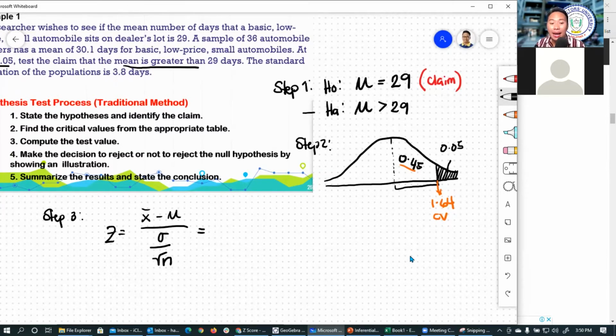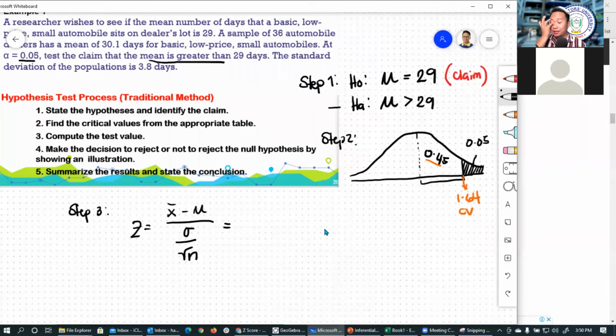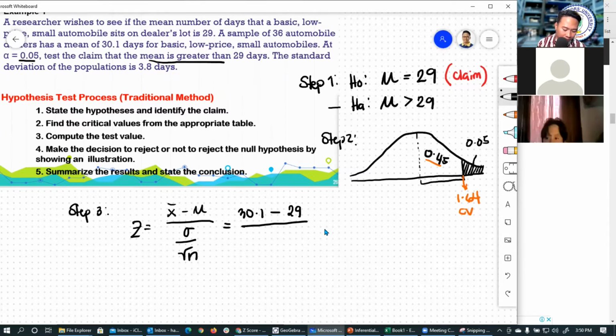Okay. What is our sample mean? What is our X bar? X bar is a sample mean. Very good. It's 30.01. It slowly shows that our population mean is 29. What is our standard deviation? .8. Very good. And what is our N? What is our N? 36. Very good. Now, I want you to simplify this and tell me what's your answer.